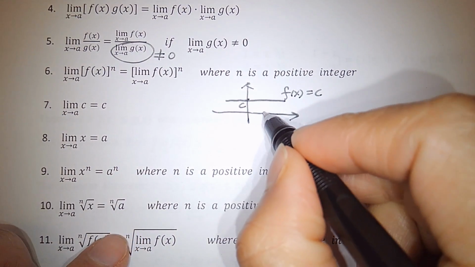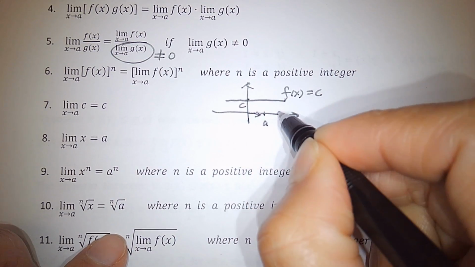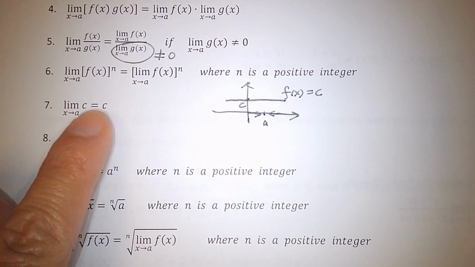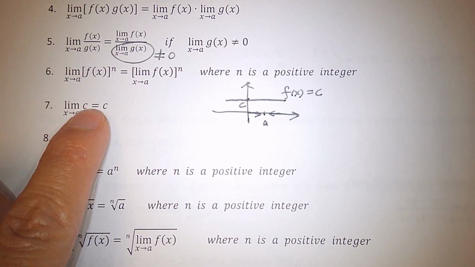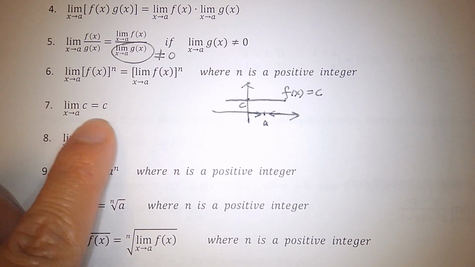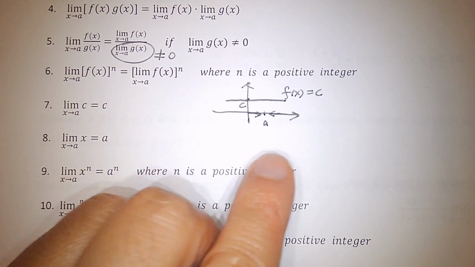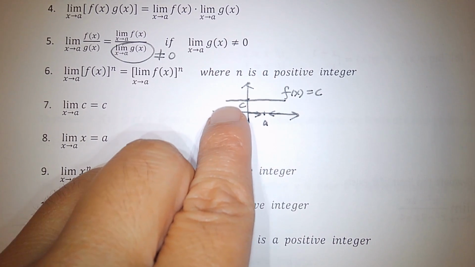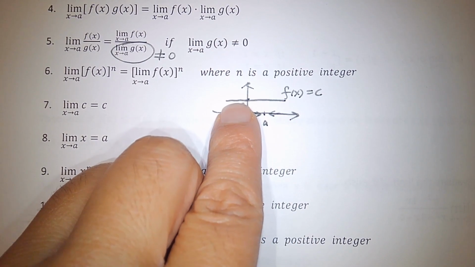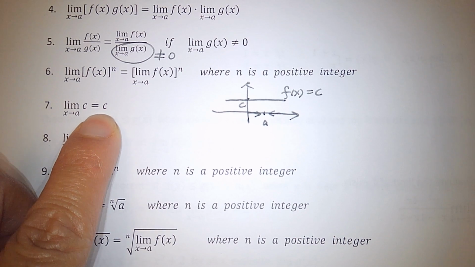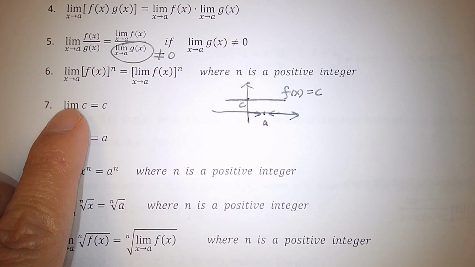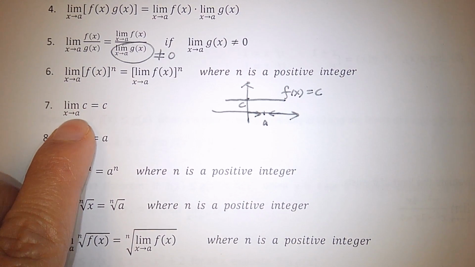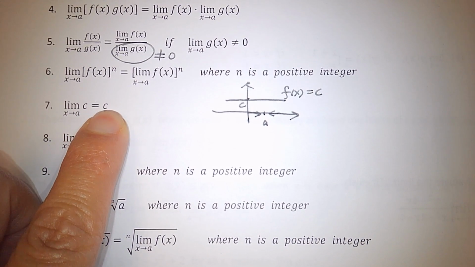So, for example, when a is here, x approaches a from both sides. What is the limit of c when x approaches a? Still c, right? The y value, which is the f of x value, is still c when x approaches a, because f of x is always c. There's no change. So that's why we have this conclusion: the limit of a constant when x approaches a is always the same constant.